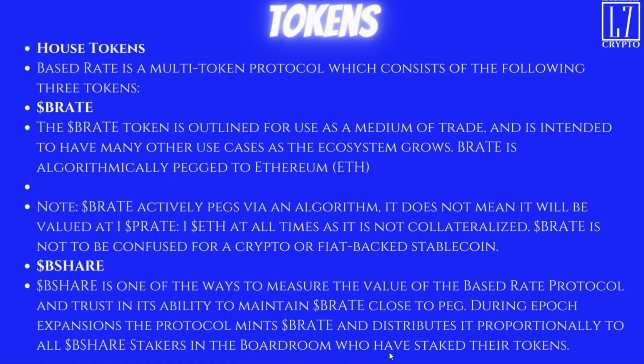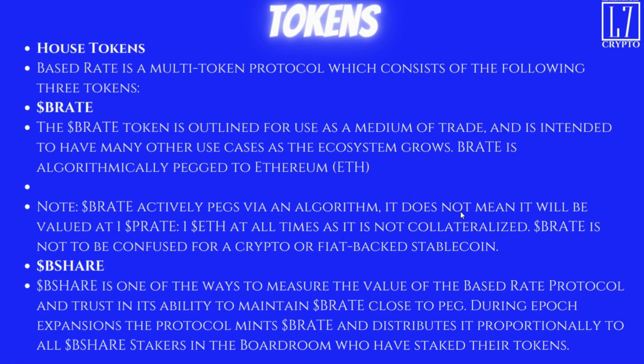Now, we're going to move down here to the note on the B rate. The B rate token is outlined for use as a medium. B rate is algorithmically pegged to ETH, to 1 ETH. Note, the B rate actively pegs via an algorithm. It does not mean that 1 B rate equals 1 ETH at all times. It doesn't work like that. This is not collateralized. B rate is not to be confused for a crypto or fiat-backed stablecoin. It's not a stablecoin.